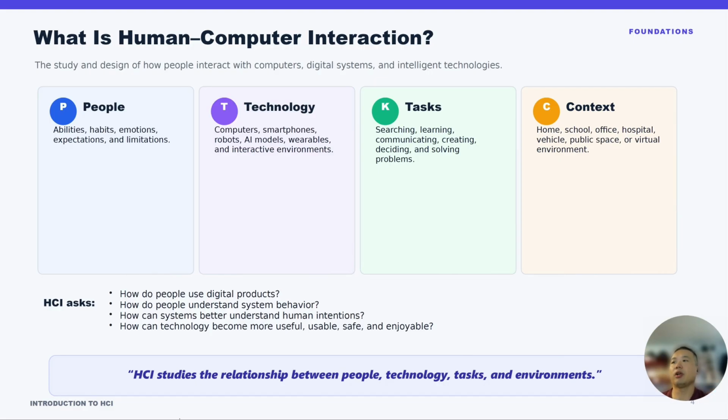There are four very important components in HCI. The first one is people. We're mainly concerned about people's abilities, people's habits, the talking habits or living habits, and also people's emotions, whether people are happy or not, and people's expectations. When people send a task to the system, what do they expect from the system? And also people's limitations. Because we're human, we forget things. Memory is one of our limitations.